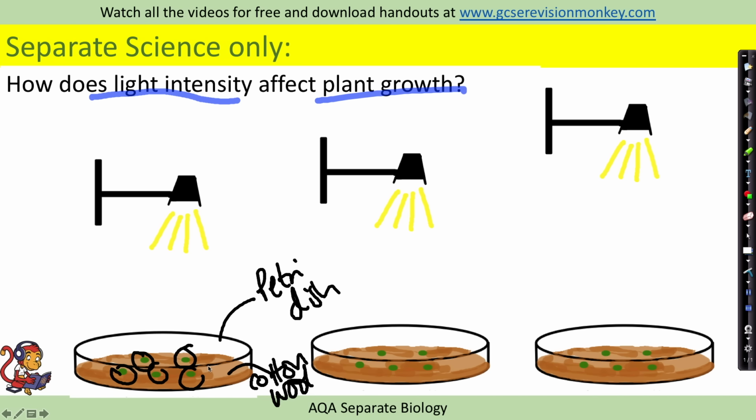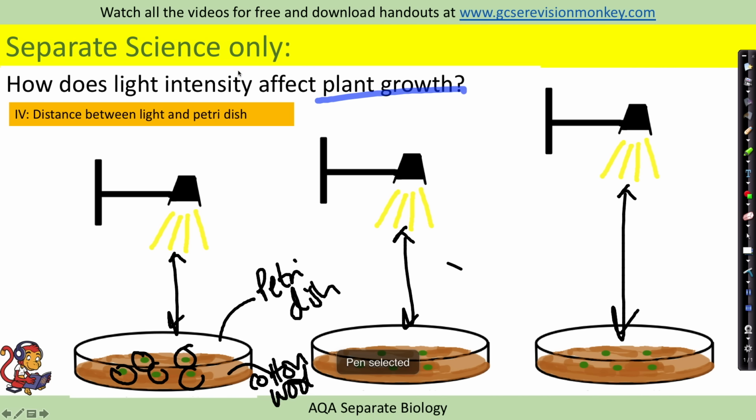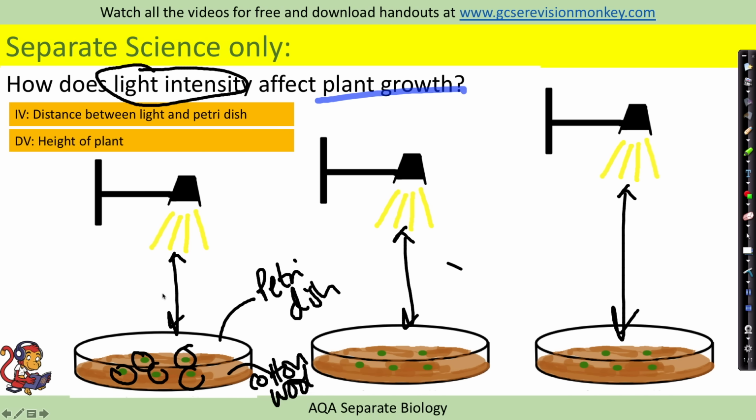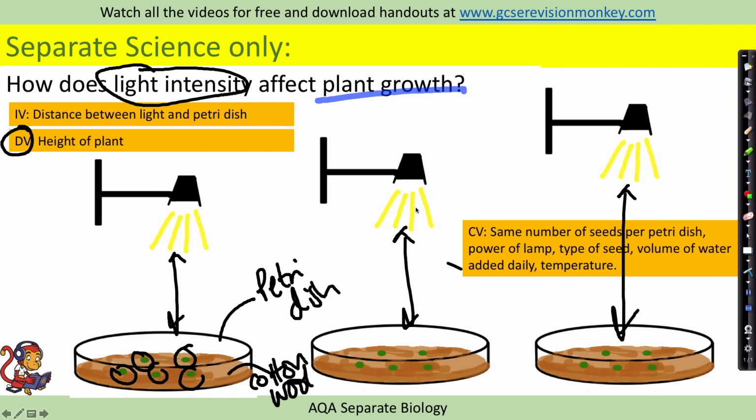So I've put 5 seeds on the dish, and if we're looking at light intensity, we could change the distance between the lamp and the Petri dish, for example. So our independent variable would be the distance between the light and the Petri dish, and this would therefore change the light intensity reaching the plant. Our dependent variable would be the height of the plant, and control variables would include the same number of seeds per Petri dish, the power of the lamp, the type of seed that we're using, the volume of water that we add daily, and the temperature.